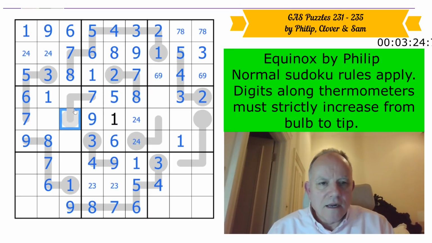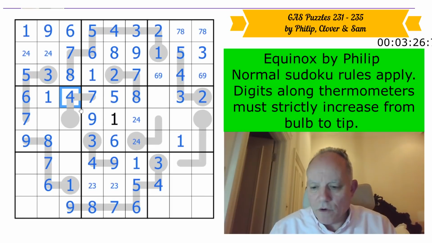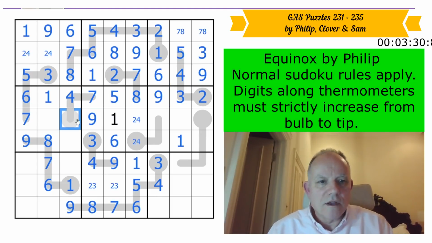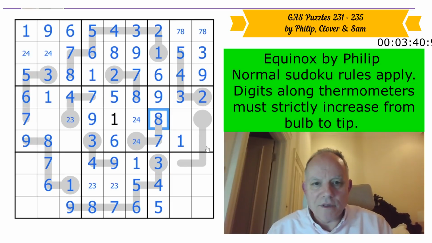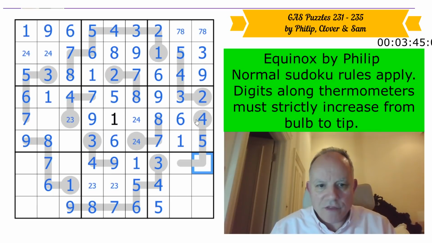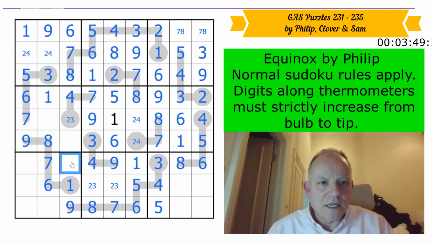This is going to have to be 4 in the row, and given the thermo, this is 2 or 3, and I don't know which. 9, 3, 2, 1, 8, 3, 6, 1. That is a naked single 5. We can do 7 and 8 given the thermo. That's a 6. We can do 4 and 5 given that thermo. 6 and 8 on the end of it.